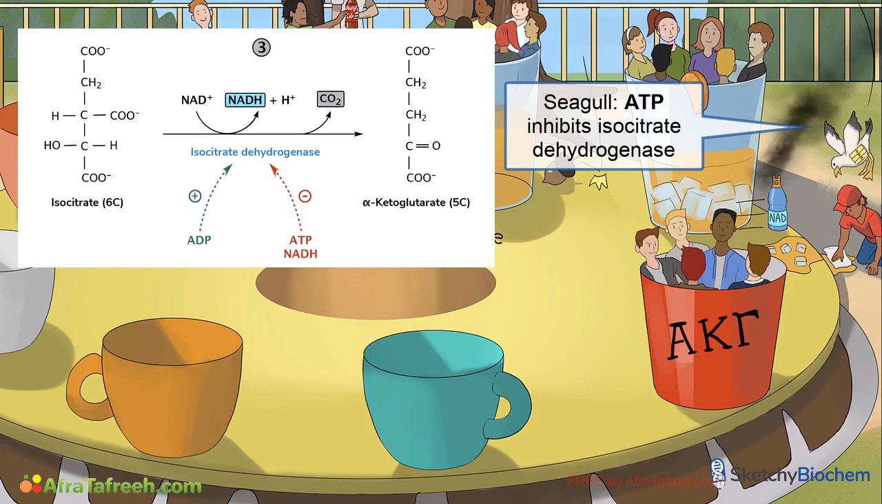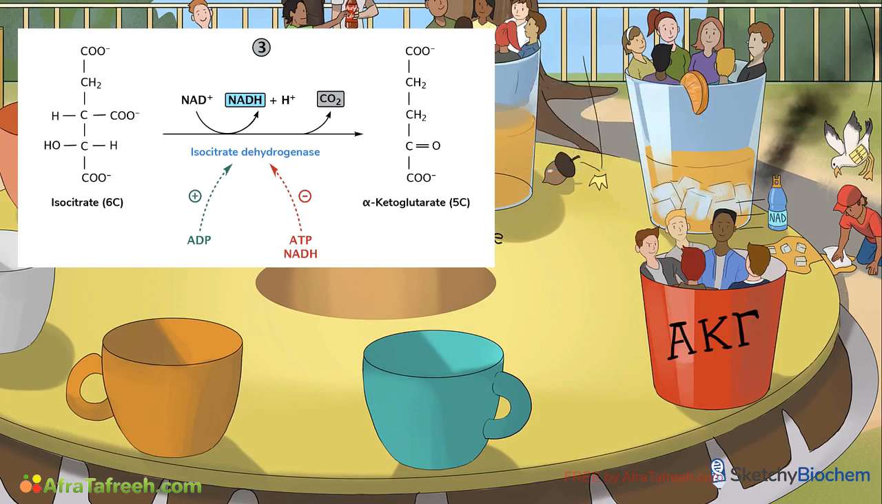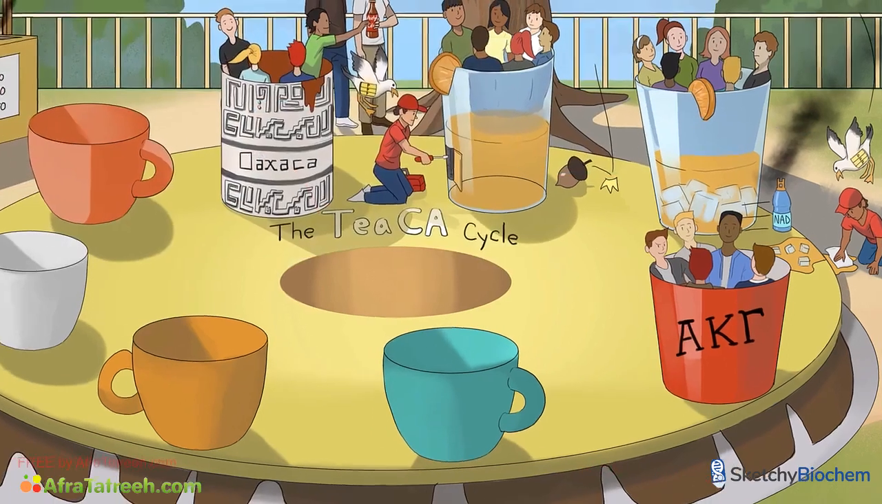Just like ATP, when NADH levels are high, there's a lot of energy inside cells, so we can slow down energy production by slowing down isocitrate dehydrogenase and the TCA cycle. In contrast, if cells are running low in fuel, most ATP has been used up and there'll be more ADP, which will stimulate the TCA cycle.